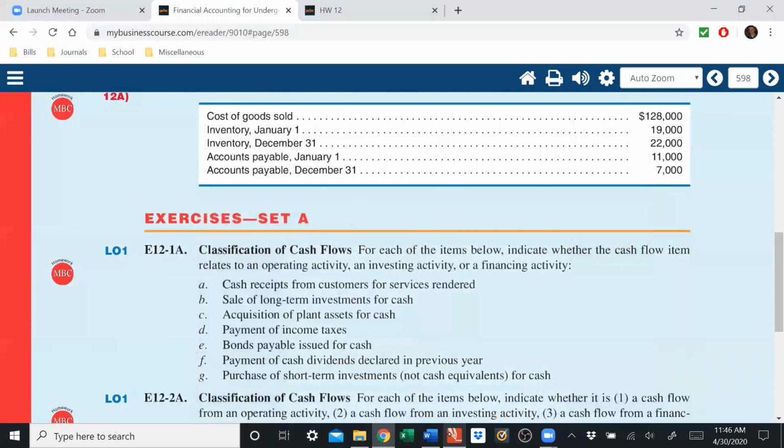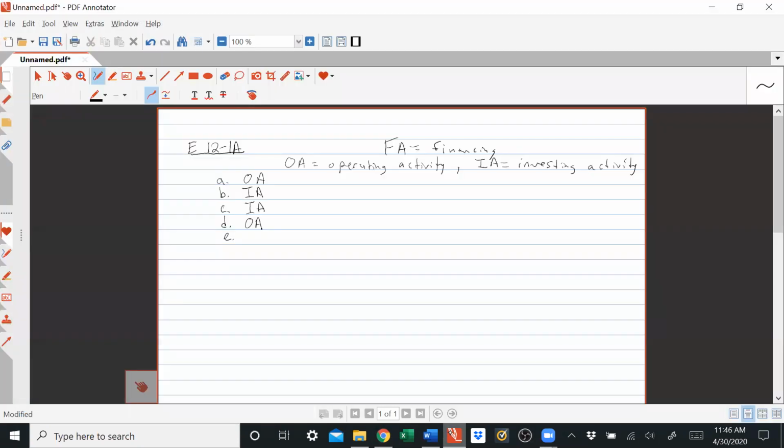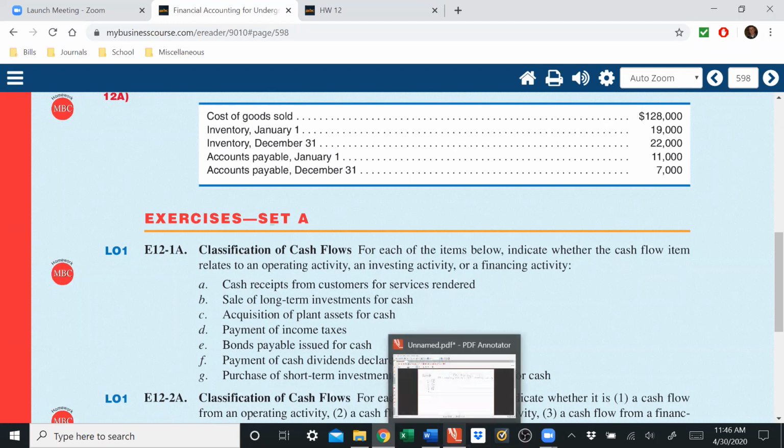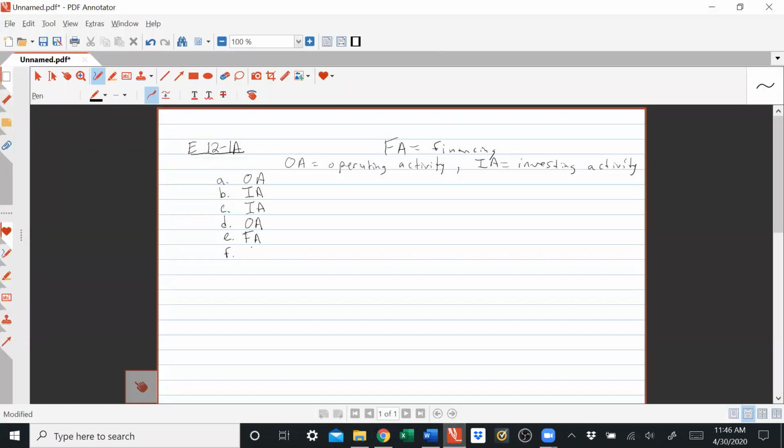And then part E, when we issue a bond and in return for that, we receive cash from the lender, that's a financing activity. It's debt financing. And part F, when we pay cash dividends that we had declared in the previous year, it's a cash outflow for dividends. That's a financing activity.